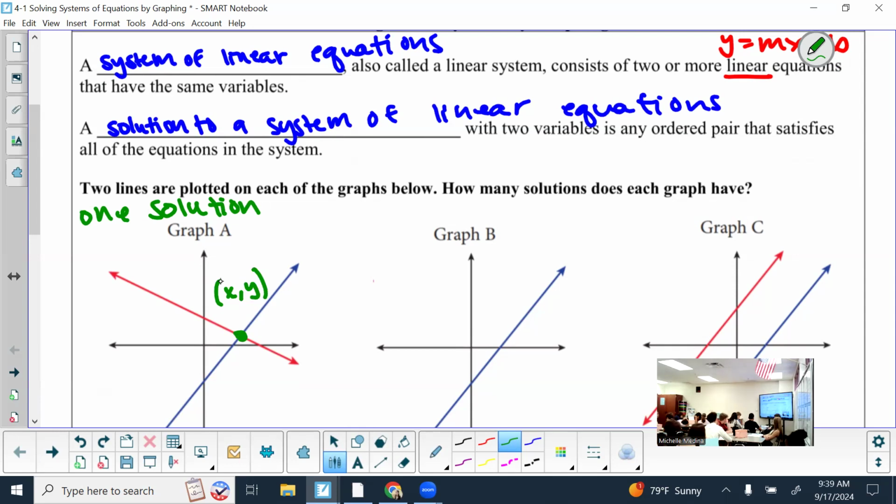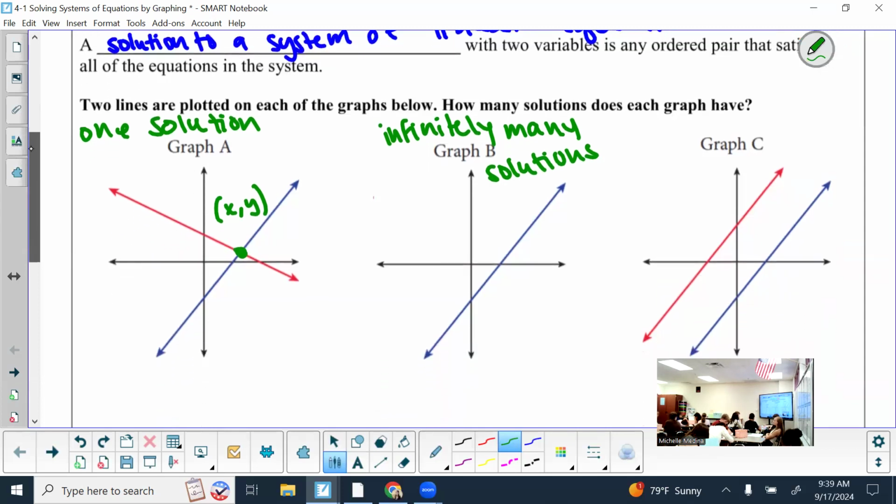Now notice this says that 2 lines are plotted on each of the graphs below. So table 7, if I graph 2 lines, but they're right on top of each other, like in graph B, how many solutions do I have? Infinitely many solutions. That's where if you graph and it happens to create the same line, the equations might look different at first. Maybe you rearrange them and they become the same.